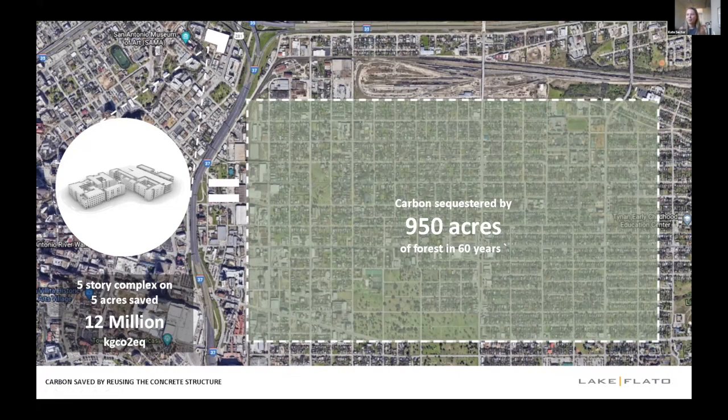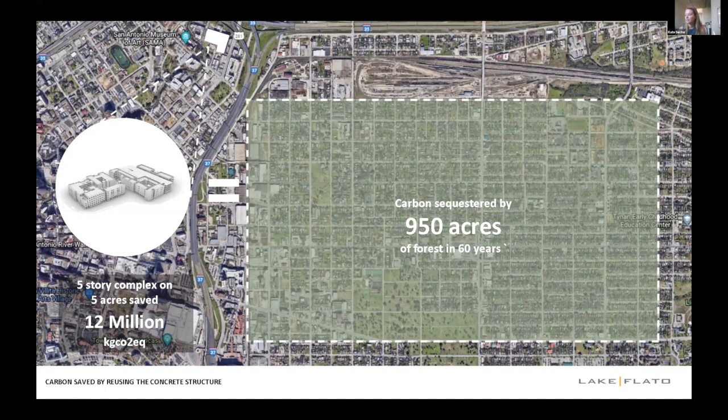And so this number might be hard to comprehend. So you could also say that we essentially took 9,500 passenger vehicles off the road for a year. So that's about what equates to 12 million kilograms of CO2.